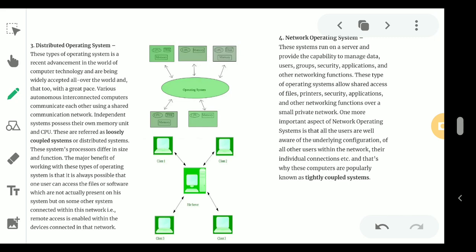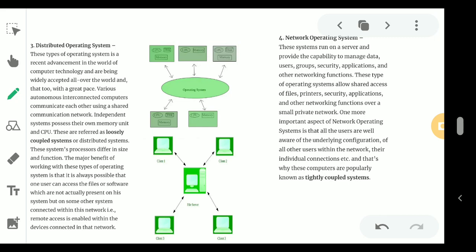The major benefit of working with this type of operating system is that a user can access files or software which are not present on his or her own system but on some other system connected within the network. That is, remote access is enabled between the devices connected in this network. These are great advantages for us.